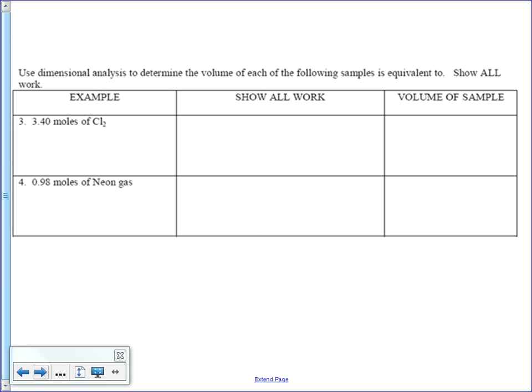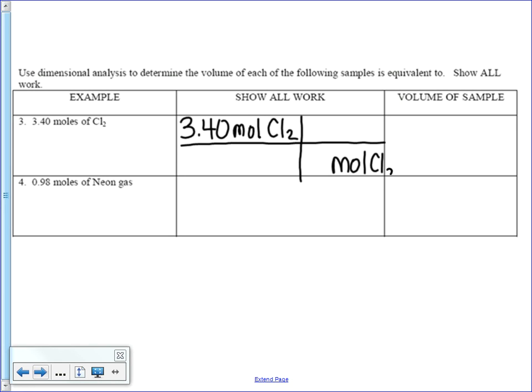All right, so in these examples for number 3 and 4, we're going to begin with moles and end with liters. So we'll start by writing down what we know. And because we have moles as our first unit, we're going to want moles to be on the bottom so that it will cancel out. And we remember that 1 mole of gas is equal to 22.4 liters of that gas.